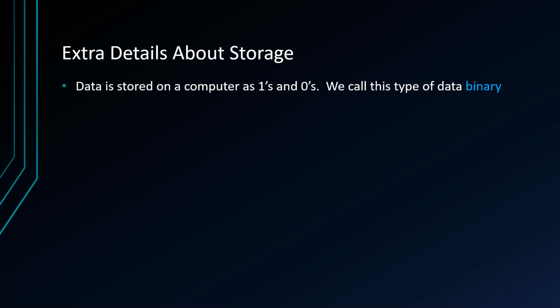And binary is really just a sequence of ones and zeros. 1, 1, 1, 1, 0, 1, 0, 1, 1, 1, 0, 1, 0, 1. And it's up to the computer to interpret that information. Remember, the CPU interprets and manipulates data. It interprets that information and does a different action.